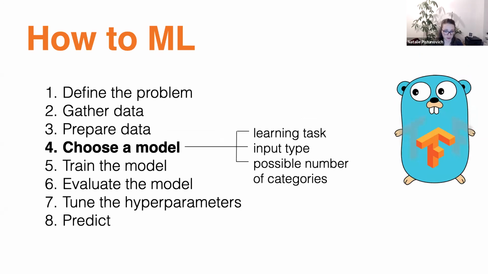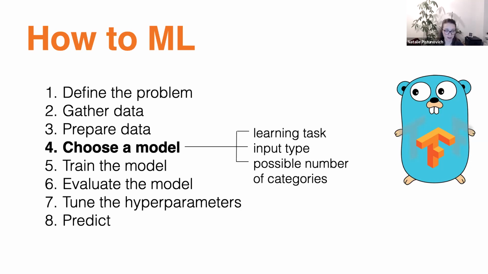And then you choose a model. The model depends a lot on what you defined in step 1. What is your learning task? Is it prediction, as we said? Is it recognition? Is it recommendation? Is it something else? What is the type of the input? Is it an image? Is it text? Is it something else? And what is the possible number of categories? So this is the possible number of outcomes.